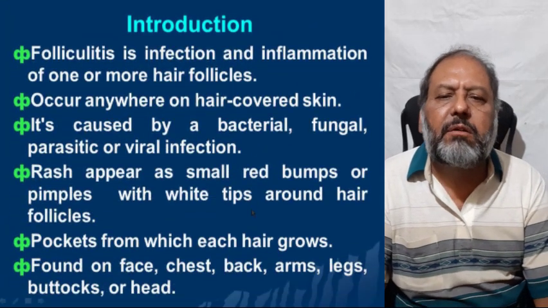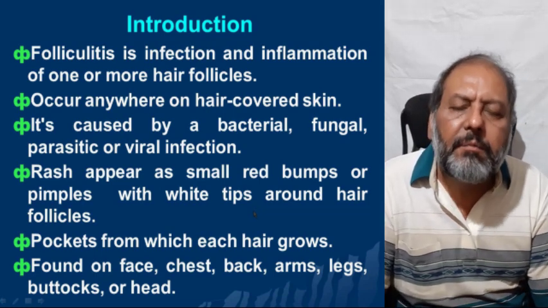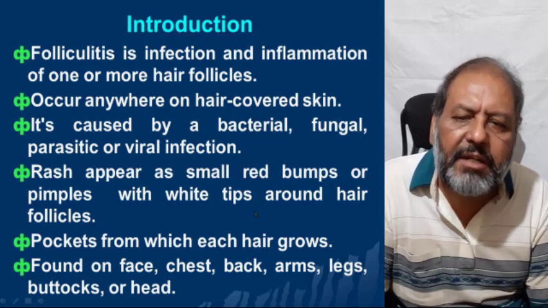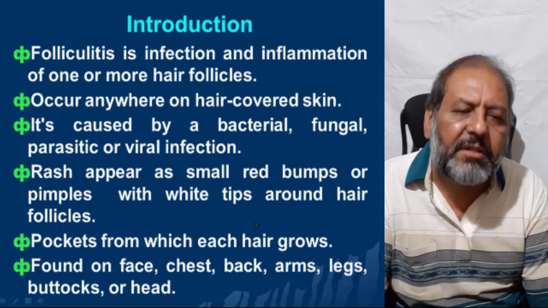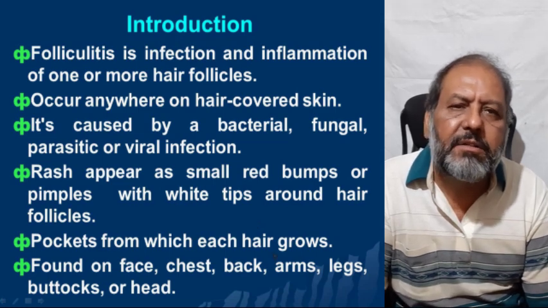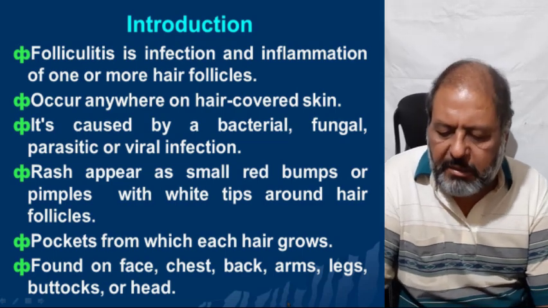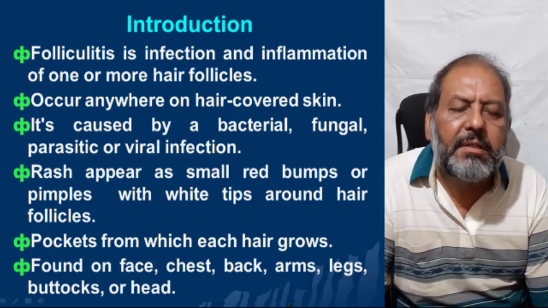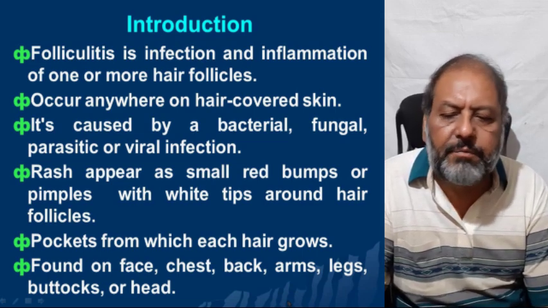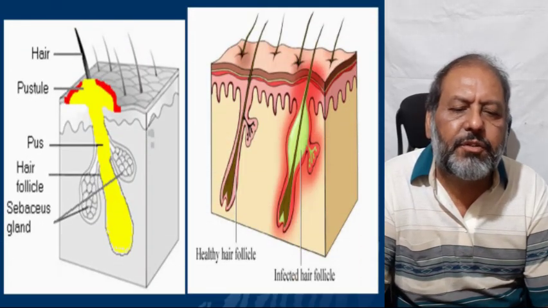So the introduction of folliculitis is that it is an infection and inflammation of one or more hair follicles. It occurs anywhere on the hair covered skin and it is caused by bacterial, fungal, parasitic or viral infection. The rash appears as small bumps or pimples with white tips around hair follicles, pockets from which each hair grows. It is found on face, chest, back, arms, legs, buttock or head, but mostly on the hair covered skin.